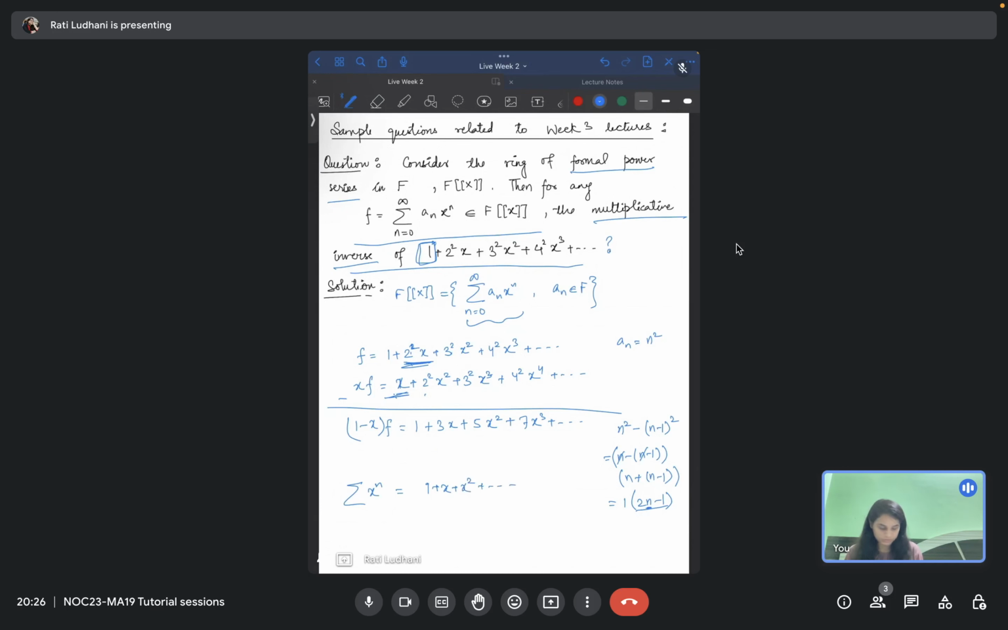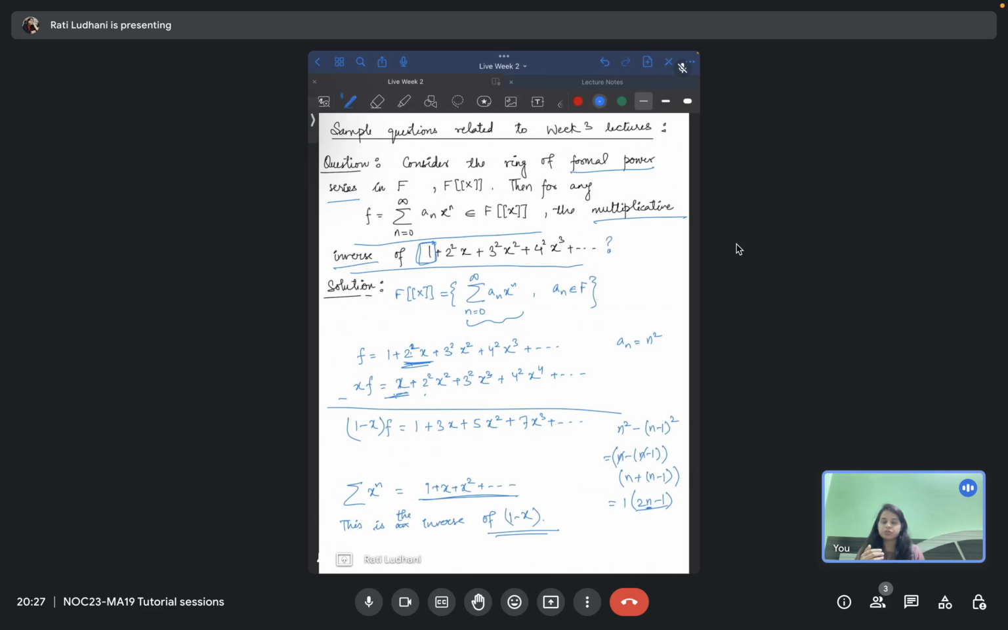So the inverse of this element, or not inverse, this value is actually 1 by 1 minus x. So what I mean to say, this is the inverse of 1 minus x. So that again you can check. So these two elements are inverses to each other in this formal power series situation.